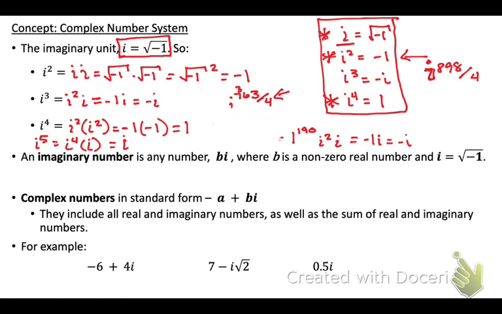Okay, so an imaginary number is bi. It has what in it? i. Where b is a non-zero real number and i equals the square root of negative 1. An imaginary number has an imaginary unit in it, which is what? i. Okay, a complex number has a real part and an imaginary part. When we write our imaginary numbers, i should always be at the back. Always. It should always be by itself.